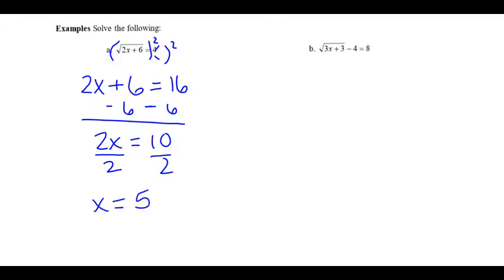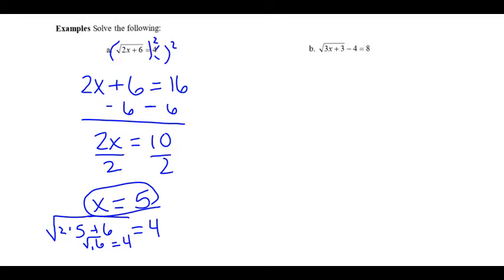Now the last thing you want to do is check it. You want to see if I do 2 times 5. So instead of 2x, I'll do 2 times 5 plus 6. Will that give me a 4? 2 times 5 is 10, plus 6 will give me the square root of 16. And when I take the square root of 16, I do get 4. So my answer is x equals 5. It does work.